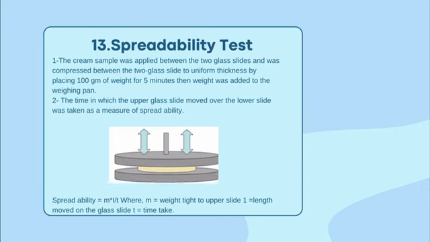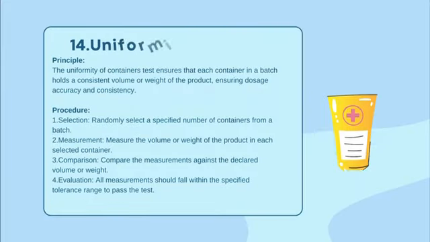13. Spreadability test. 1. The cream sample was applied between 2 glass slides and was compressed between the 2 glass slides to uniform thickness by placing 100 g of weight for 5 minutes, then weight was added to the weighing pan. 2. The time in which the upper glass slide moved over the lower slide was taken as a measure of spreadability.